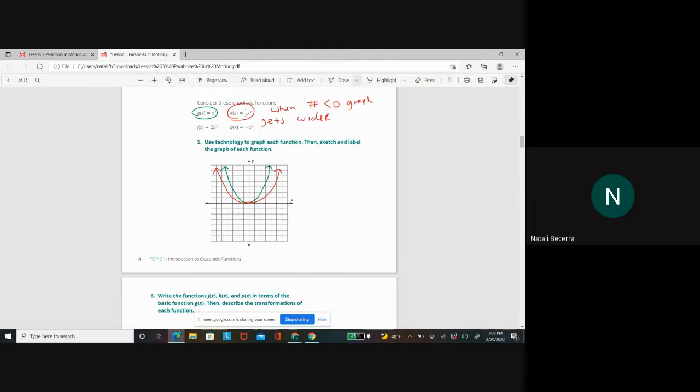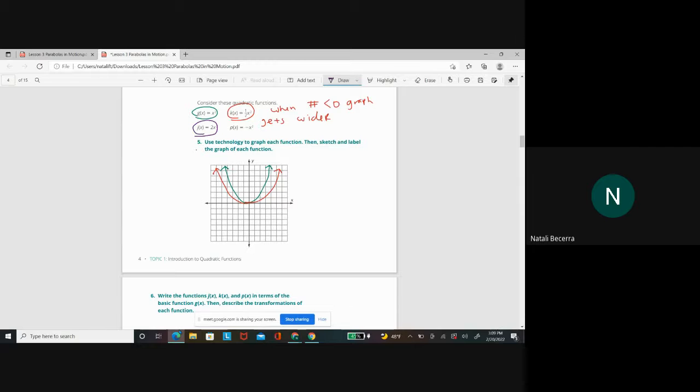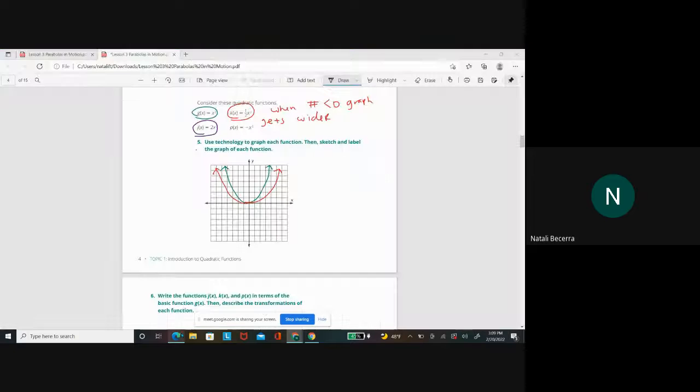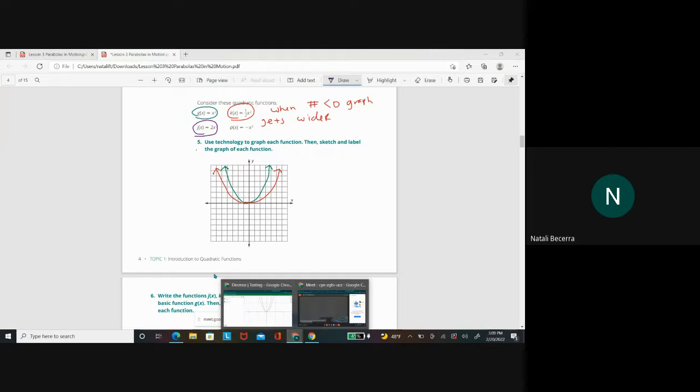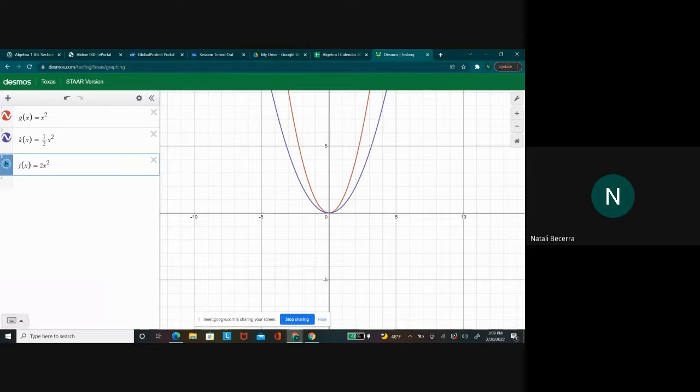All right, and then let's go ahead and do purple. J of x equals 2x squared. So now this is a number that's greater than 0. So what do you think is going to happen? Let's see. It is j of x, right? J of x equals 2x squared. And look at what happened.